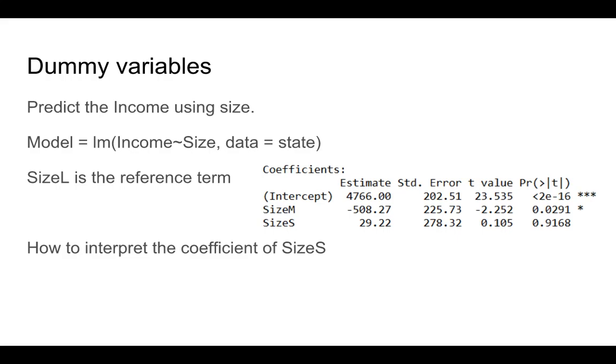Right. So let's try to predict the income using the size. That should be pretty straightforward. You just build a model equals to lm, income, size, and data equals to state.